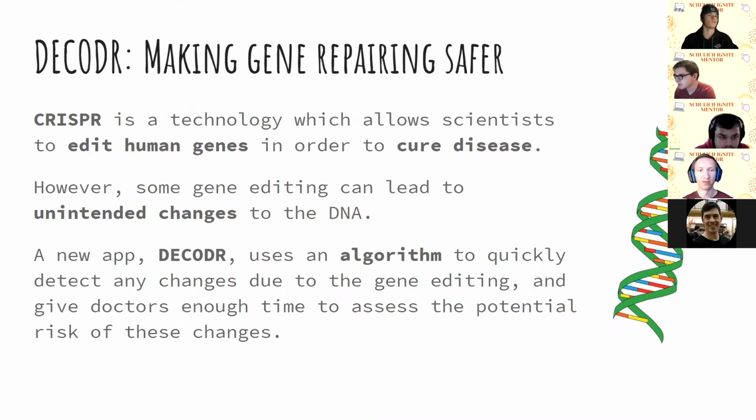There is a new app. This was just in the news this month. They called it Decoder, and it uses some sophisticated algorithms to be quickly detecting any changes from the gene editing that might have been unintentional. And that's going to give doctors time to assess the potential risk of that. So that's one pretty amazing use of software. Definitely very important if we are going to be trying to do gene editing. We definitely want to do that safely.